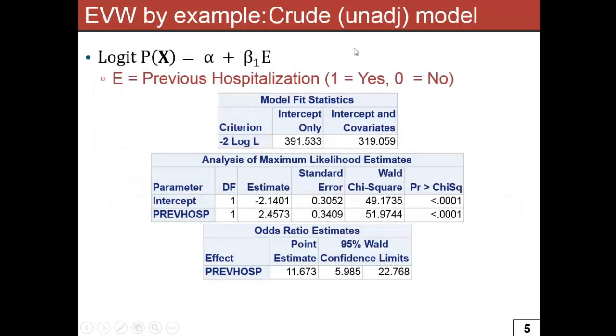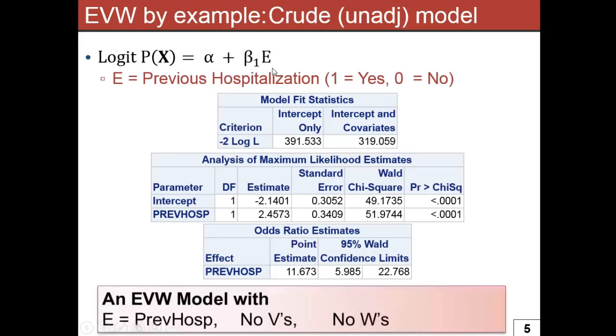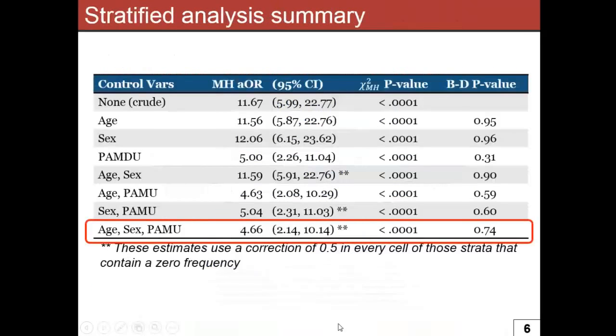So in a simple model like this, here I'm actually showing the output. This was just the simple 2x2 result of previous hospitalization and the outcome of a resistant infection. Here, I'm not going to write exposure, I'm not going to write an X variable. I'm going to write E for exposure. So this is what we call an EVW model with just previous hospitalization and nothing else to it.